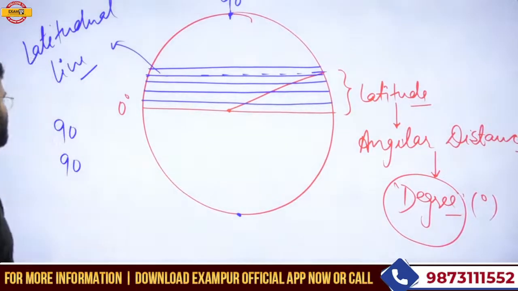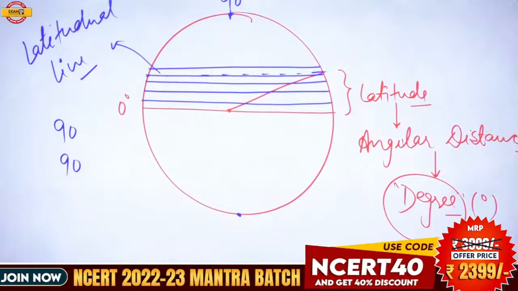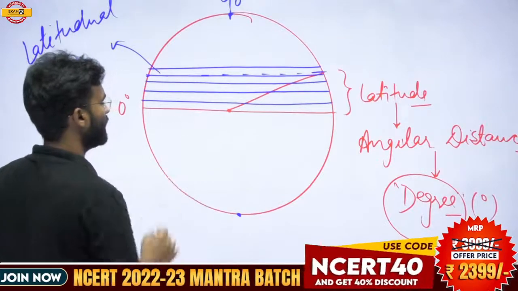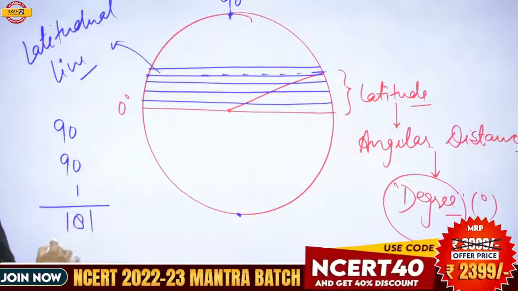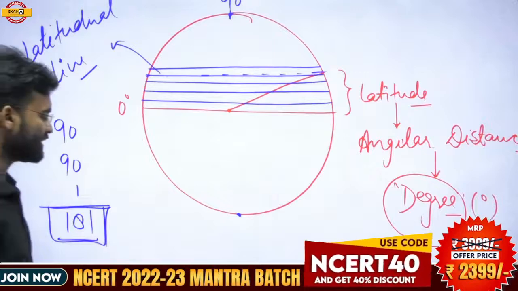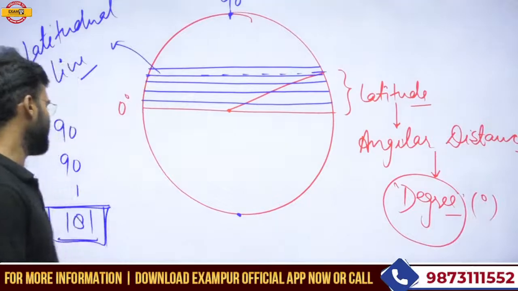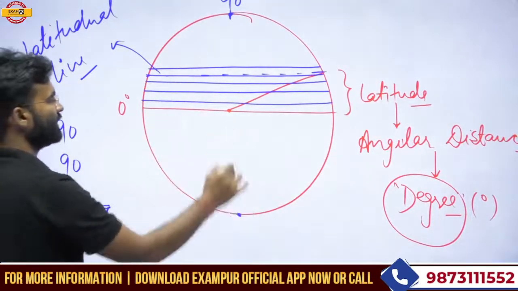So there is a 90 latitude on one side, a 90 latitude on the other side, and one latitude drawn over the earth's center, which has an angular distance of 0 degrees and is also called the equator. If we calculate the total number of latitudes drawn on the earth's surface, the total is 181. How? 90 on one side, 90 on the other side, and 1 at 0.